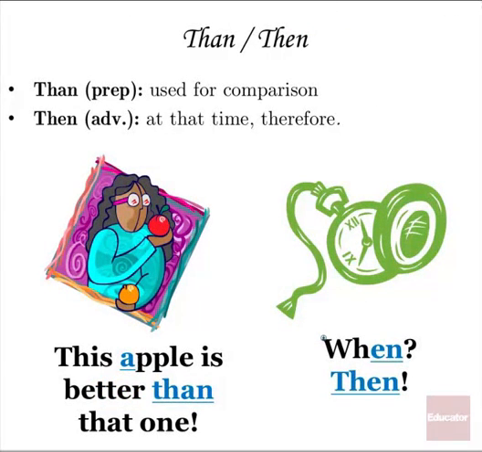All right, than versus then. I see this misused all the time, especially on the internet. Than, with an A, is a preposition that's used for comparisons. Then is an adverb which means at that time or therefore. The way you remember this, when you see than with the A, think of apples. This apple is better than that one, especially since that one appears to be an orange. So, this apple is better than that one. Than, think of comparing apples, or you think of the A in comparing.